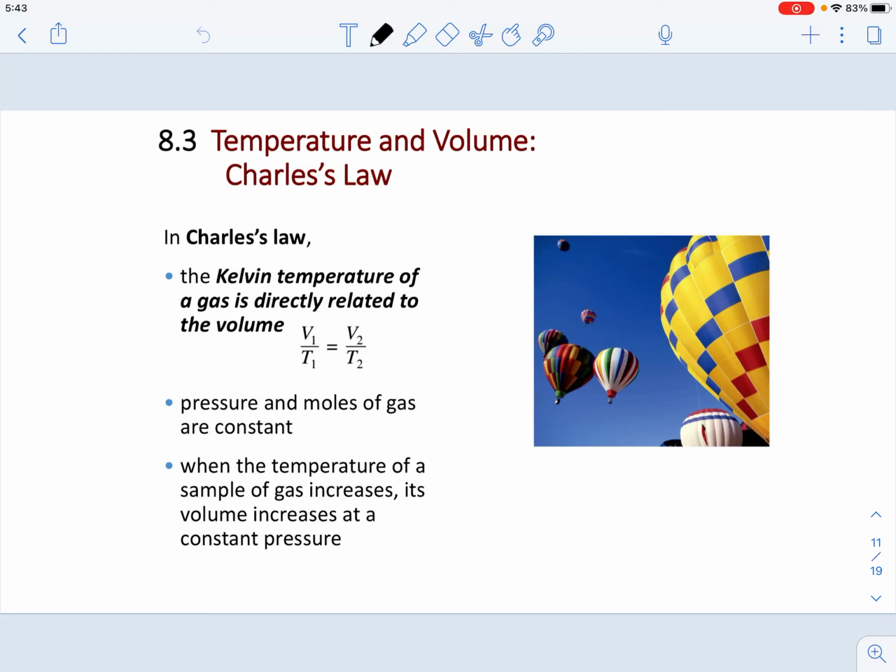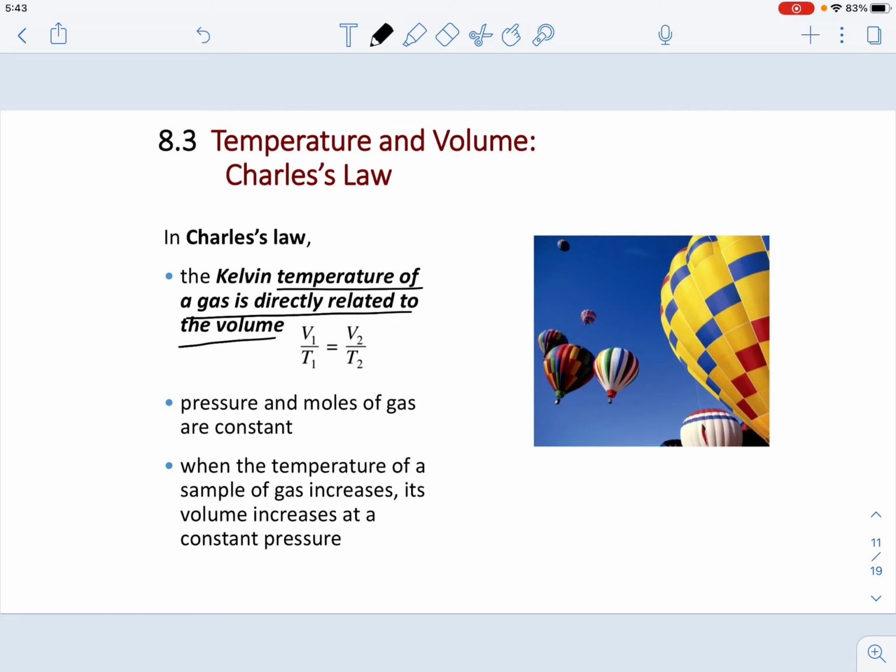In this video, we are going to continue to talk about the different gas laws that explain the behavior of gases. At this moment, we are going to be talking about Charles' law. When it comes to Charles' law, understand that Charles' law explains the relationship between temperature and volume. The temperature of a gas is directly related to its volume.